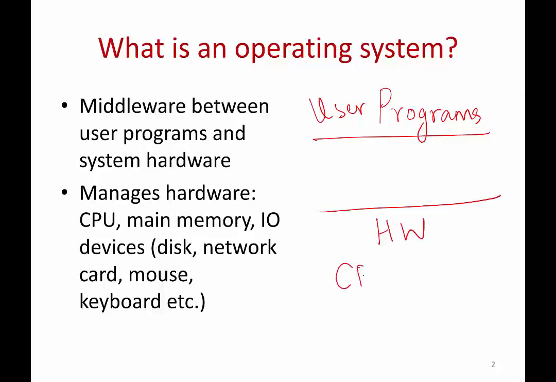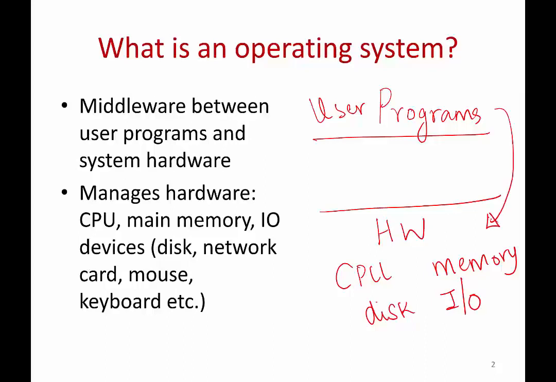For example, you can have a CPU, you can have main memory or RAM, you can have a disk, you can have various other input-output devices. And programs run on this hardware. And what is an operating system? An operating system is something that sits in the middle and manages all of this hardware for the user programs.